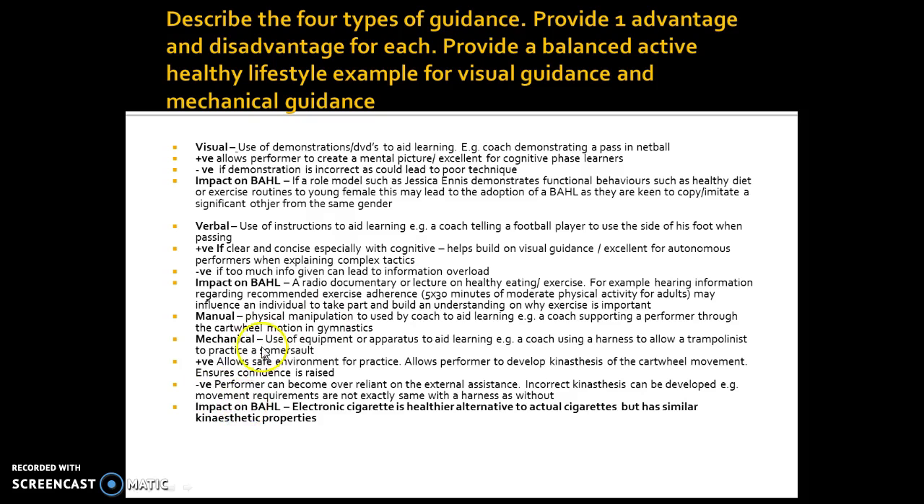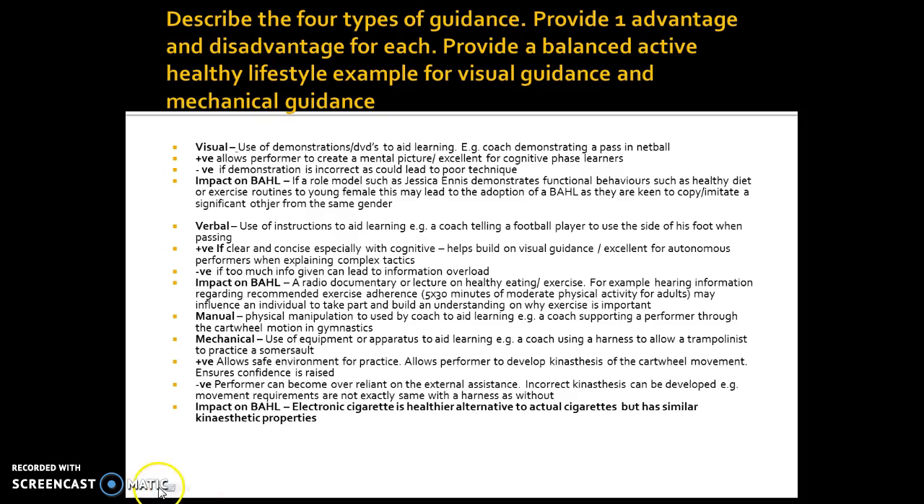Then you go down to the mechanical. Now this is tough, but remember I did mention to you that mechanical, if you imagine an e-cigarette, you have the physical property of a cigarette, you have the process of inhaling, so the kinesthesis is very similar, but it's a lot healthier version of it.